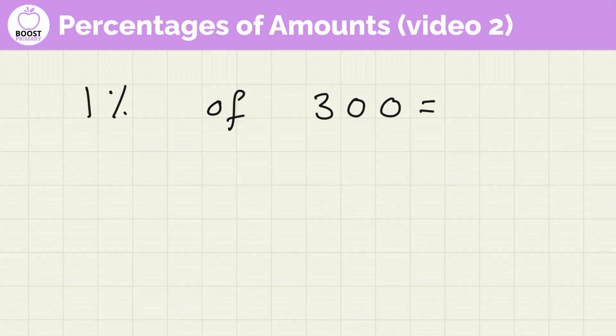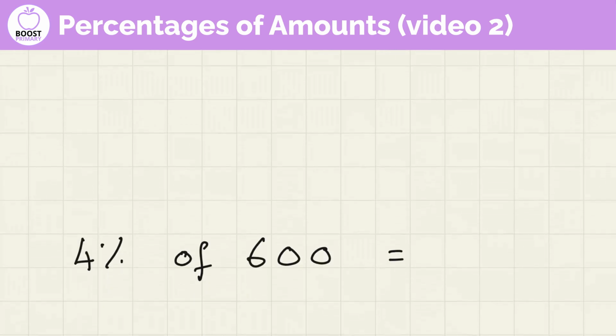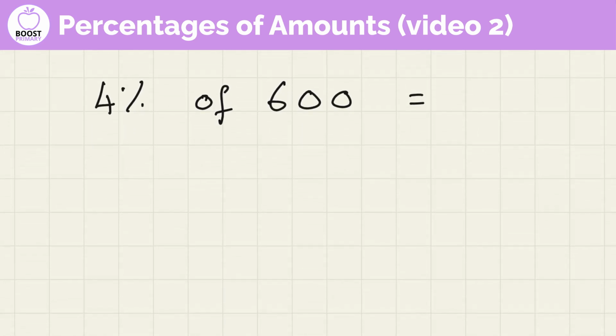My first question is find 1% of 300. If you're finding 1% of a number, it's the same as breaking the number up into 100 pieces. So it's the same as dividing the number by 100. So if I want to find 1% of 300, I do 300 divided by 100. The answer is 3. 1% of 300 equals 3. Let's use that principle to answer some other questions.